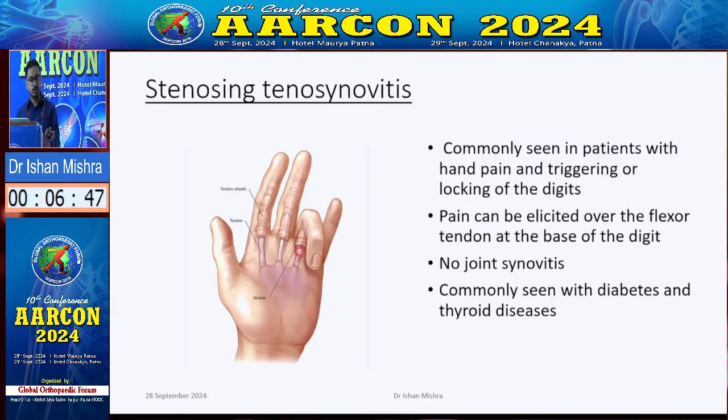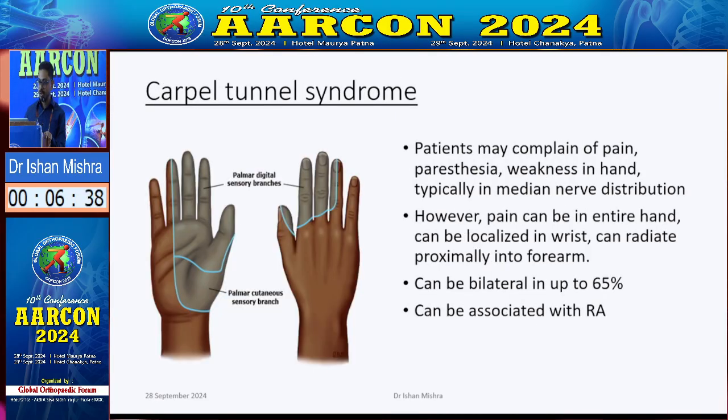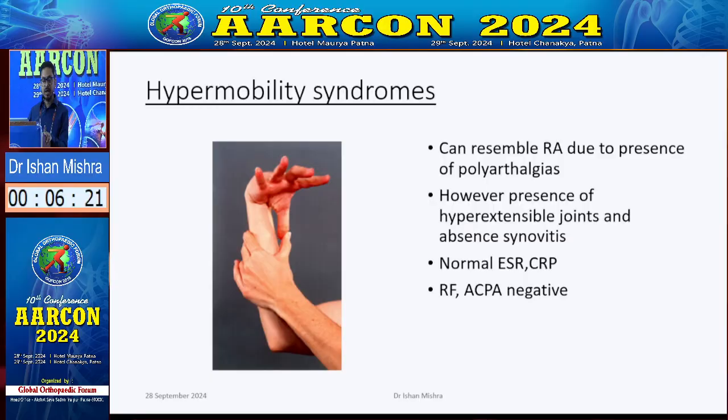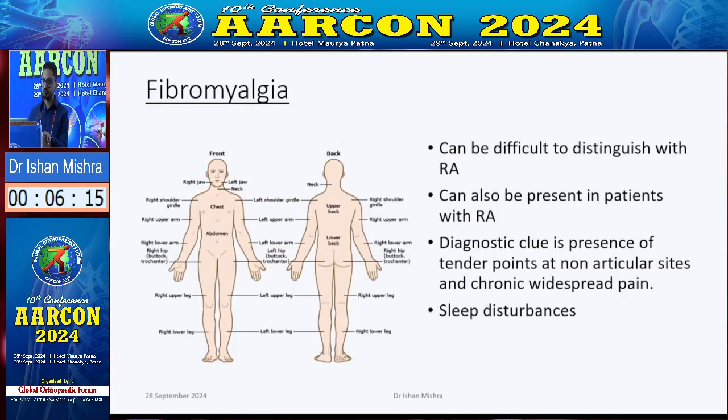Stenosing tenosynovitis is also a common differential, but it can also be associated with RA. Carpal tunnel syndrome, as he said, can be confused with RA due to its classical distribution of the fingers in the median nerve. Also, bilateral carpal tunnel can be seen in rheumatoid arthritis as well. Hypermobility syndromes can have polyarthralgia, so sometimes can be confused with RA. Fibromyalgia, always the last differential, but can be difficult to distinguish.